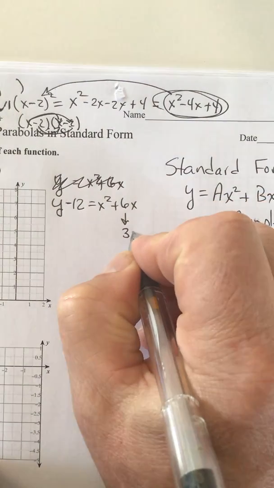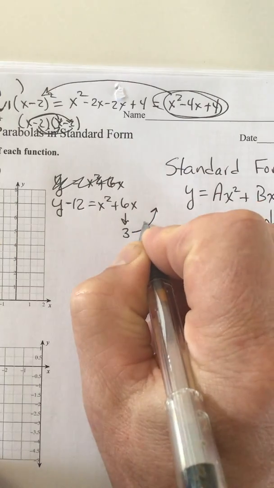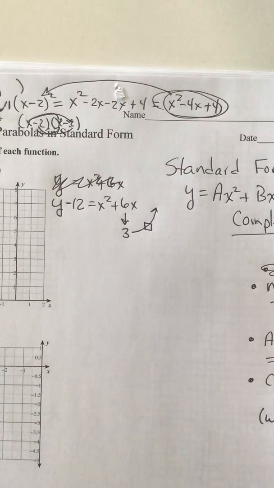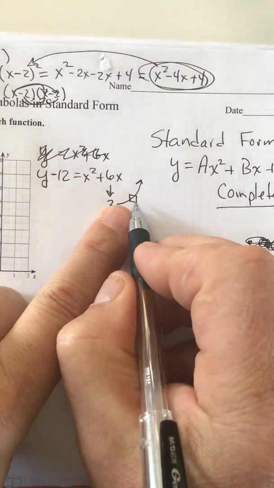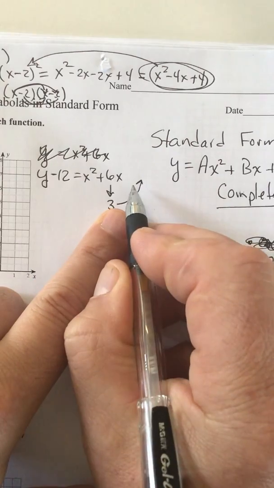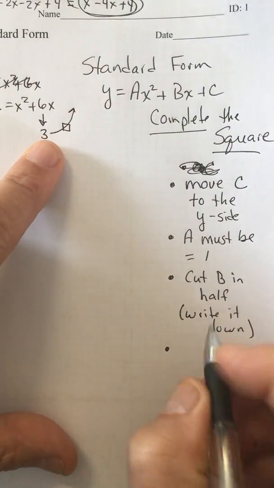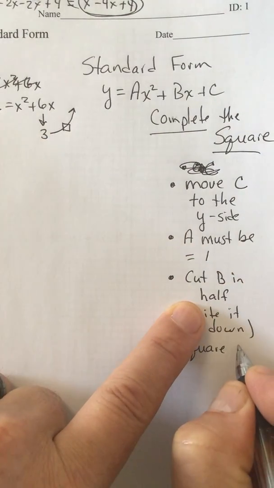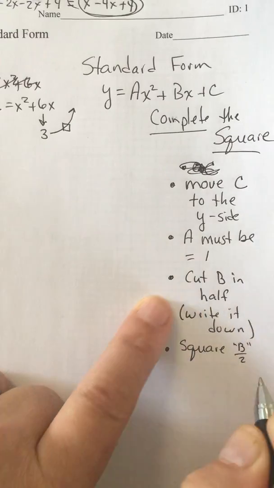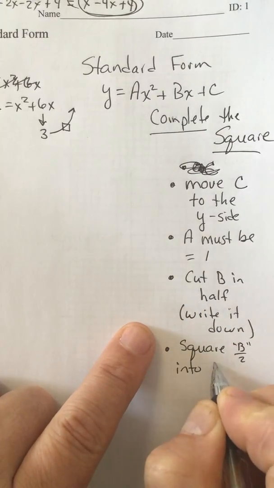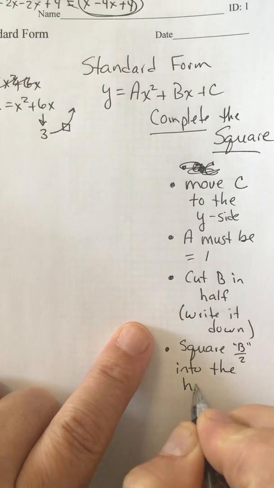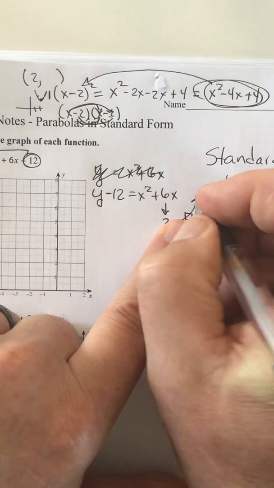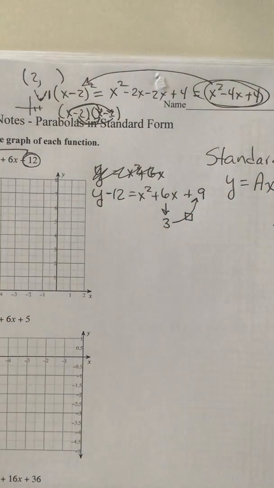Now I'm going to square that into, there's like a missing space. I'm going to square that into that hole. I'll call that the hole. I'm going to square it, so I'm going to put a square there. And I'm going to take the 3 and square it. Okay, so I'm going to square this halved b number, square the b halves number into the hole. The hole, like the missing spot right there. So that 3, I'm going to square it into the hole, so that becomes positive 9.